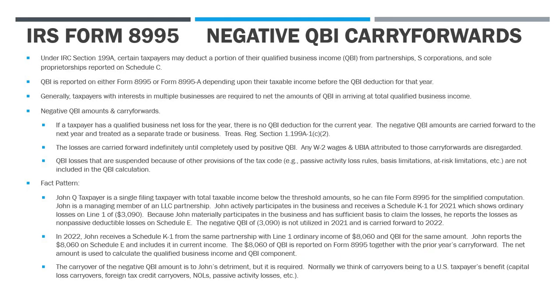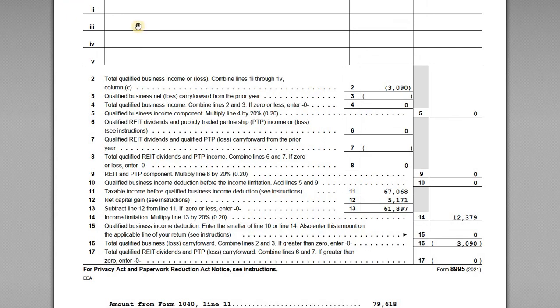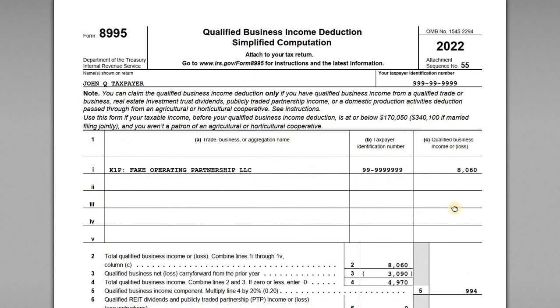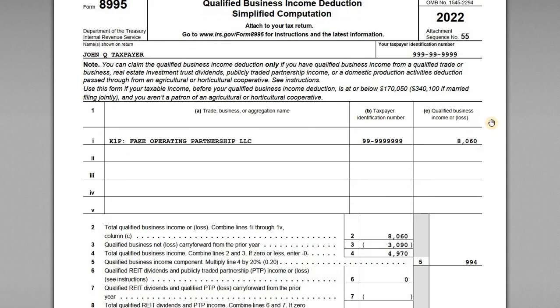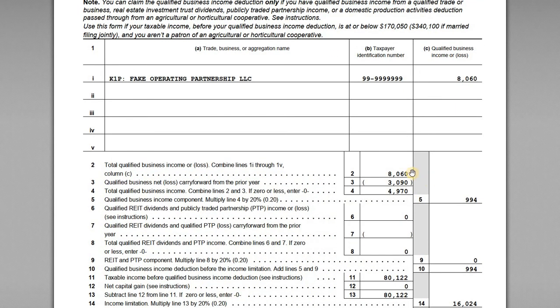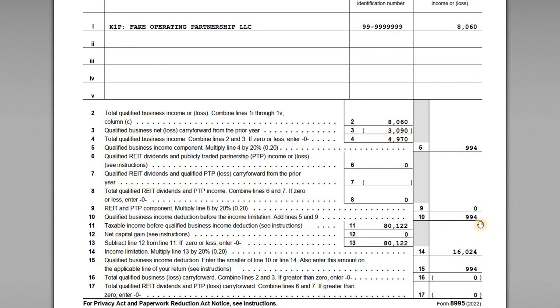And now for this year, he has to pull forward the carryover amount. So this is John's 2022 Form 8995. We can see here he reports the qualified business income or loss for the current period, and that's the $8,060. And then we can see here the carry forward piece. There's the $3,090 coming forward from the prior period. So the net qualified business income after accounting for these carryovers is $4,970. So the 20% QBI deduction is going to be $994 for the year.